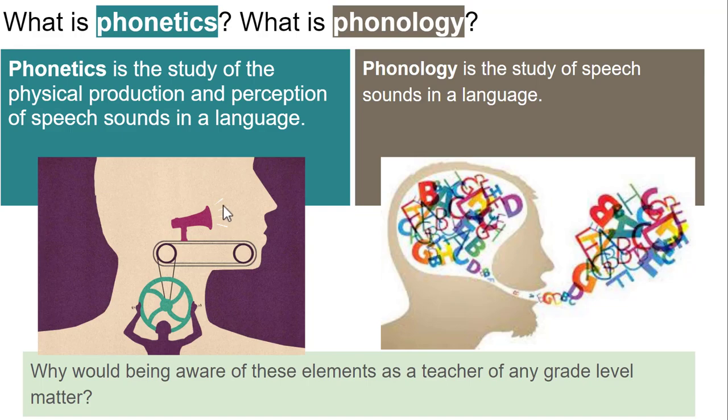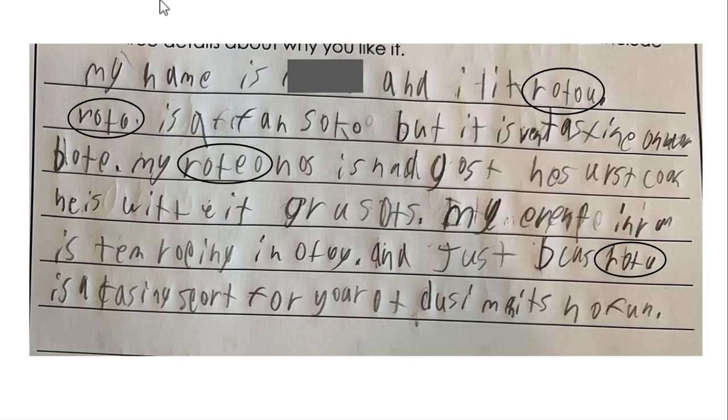So why would being aware of these elements as a teacher of any grade level matter? To help us answer that, I'm going to refer to something that I introduced in the last module. This is a writing sample from a sophomore in high school. When I worked with this student, because I know this information, I was able to see just from this 5-minute writing sample that there was some phonology. Now, I'm giving you a huge hint on number 4 that this has to do with phonology, but write down in number 4 what your initial thoughts are about what that means. And as we go through this module, I will relate back to this and hopefully tie it all together.